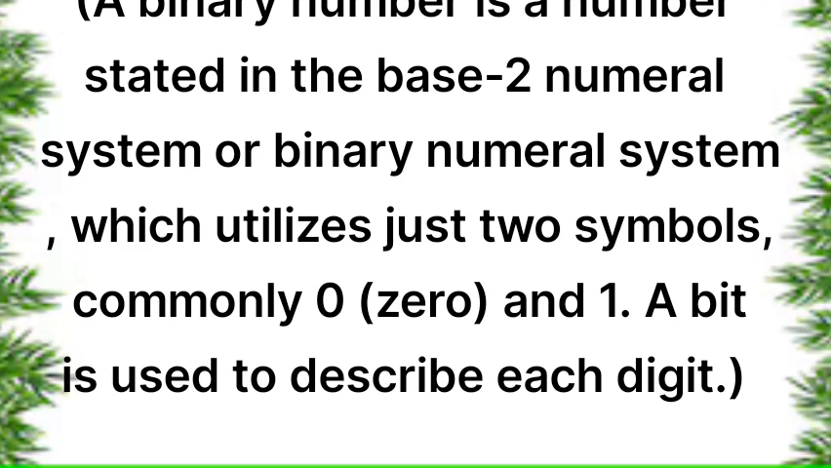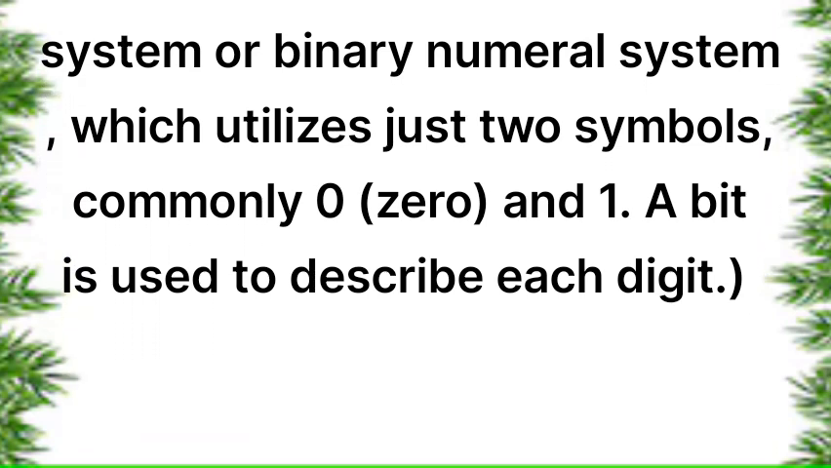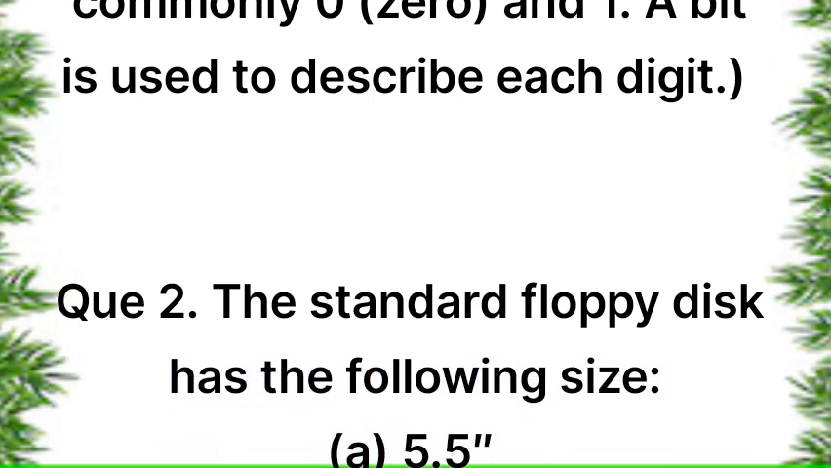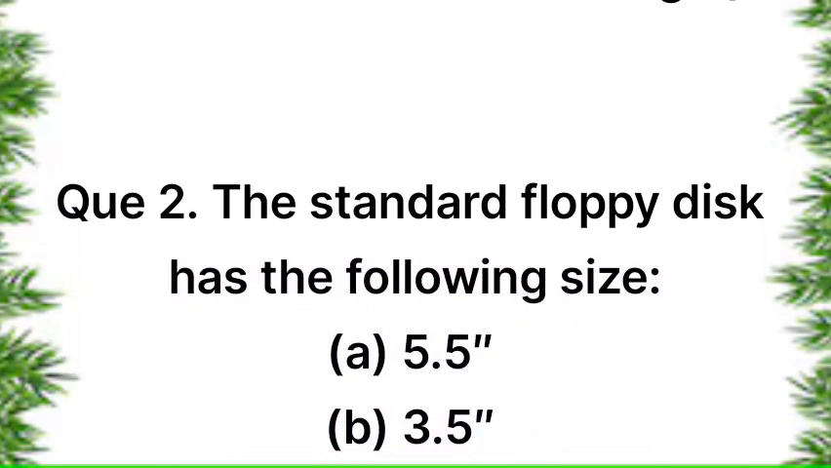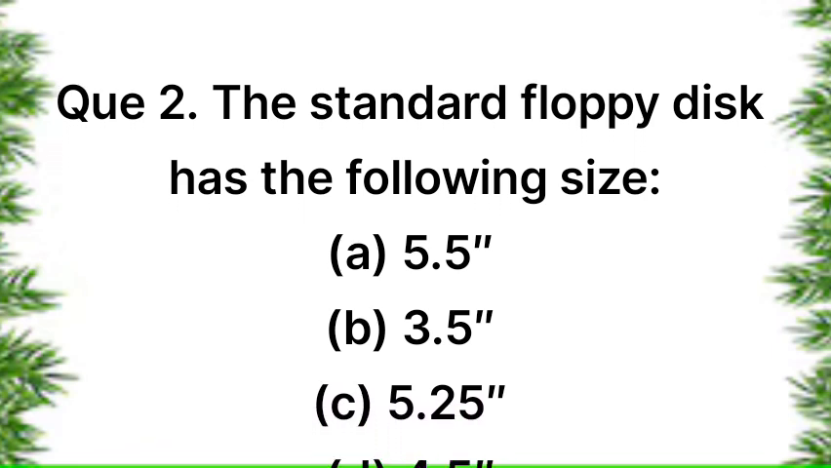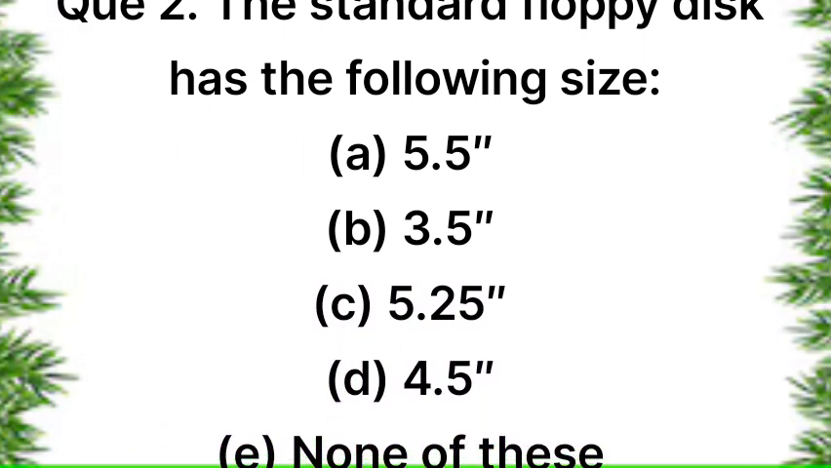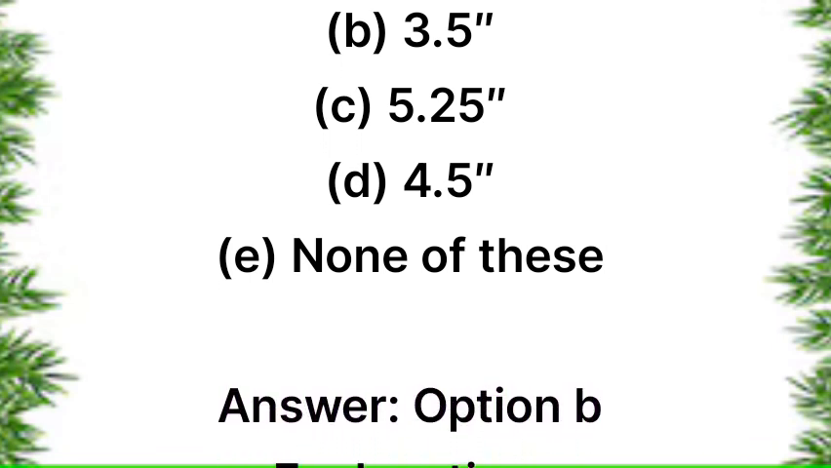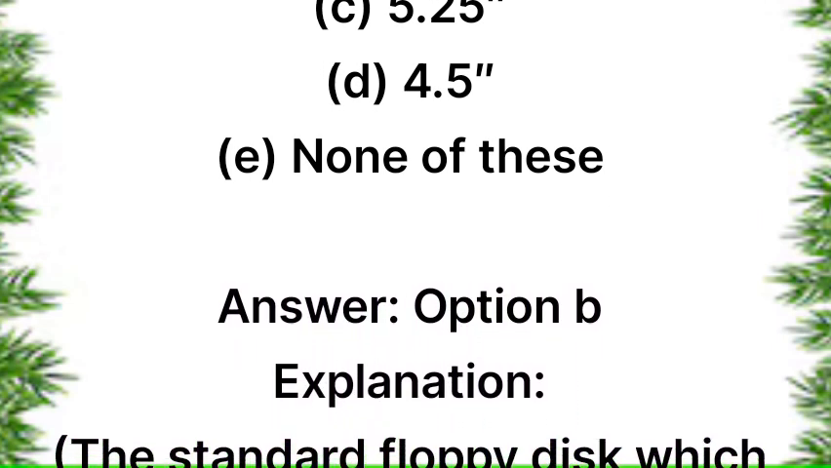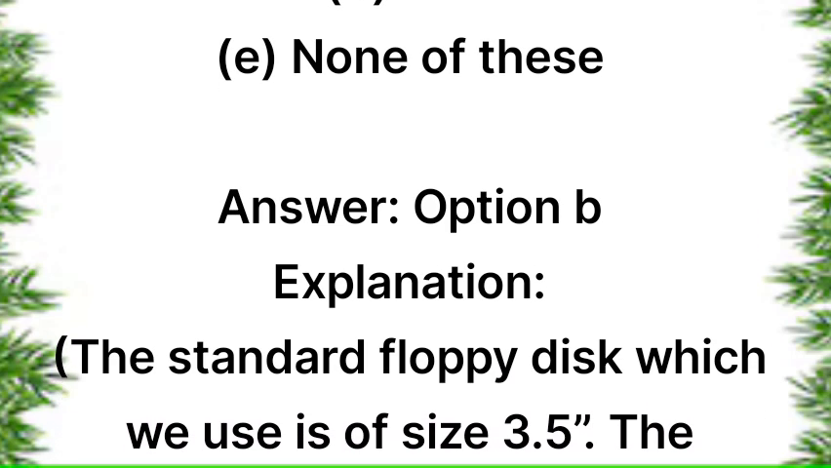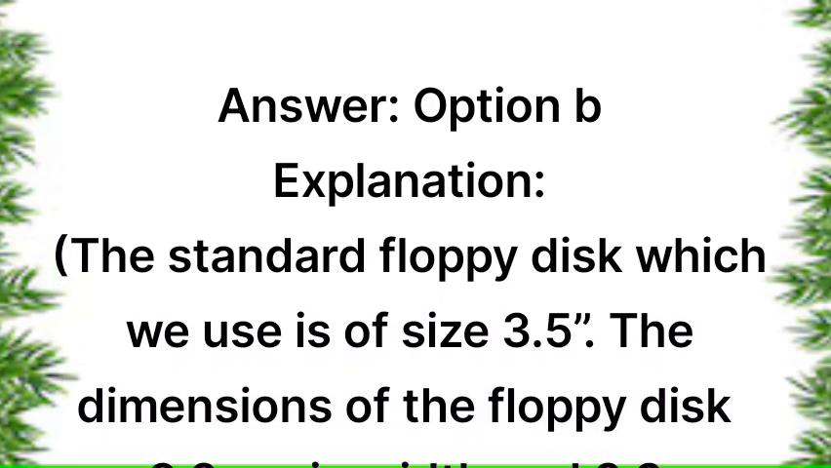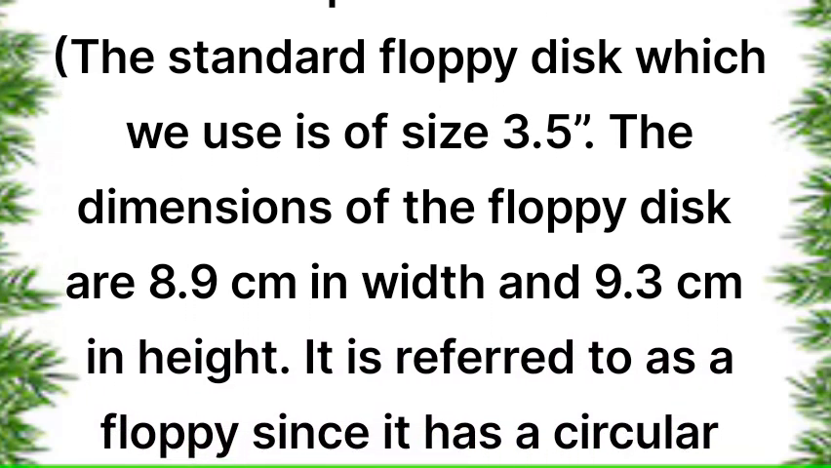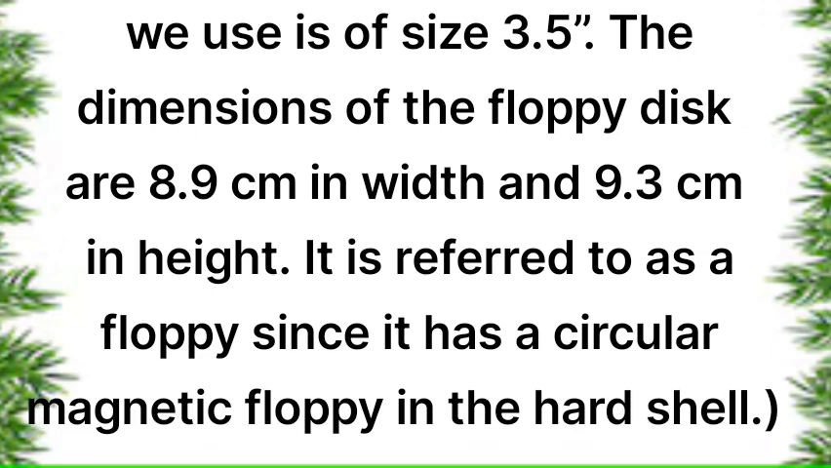Q2. The standard floppy disk has the following size: A. 5.5, B. 3.5, C. 5.25, D. 4.5, E. None of these. Answer: option B. Explanation: the standard floppy disk which we use is of size 3.5. The dimensions of the floppy disk are 8.9 cm in width and 9.3 cm in height. It is referred to as a floppy since it has a circular magnetic floppy in the hard shell.